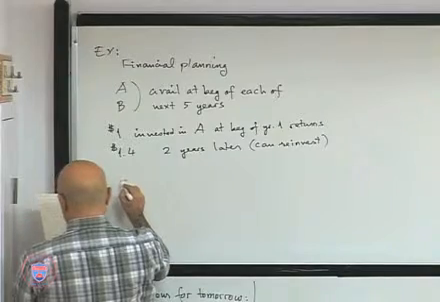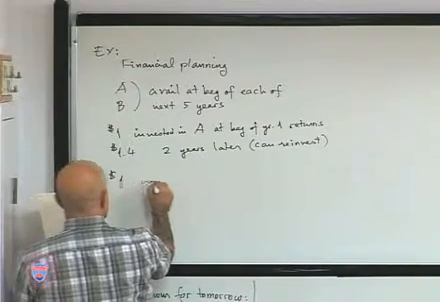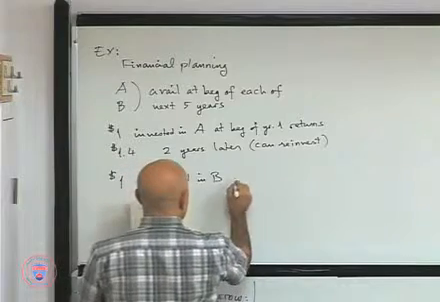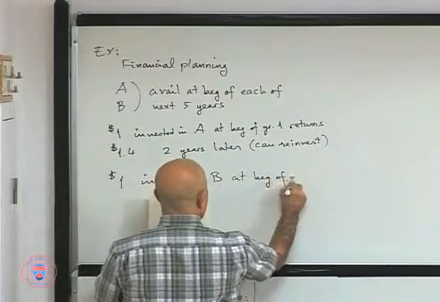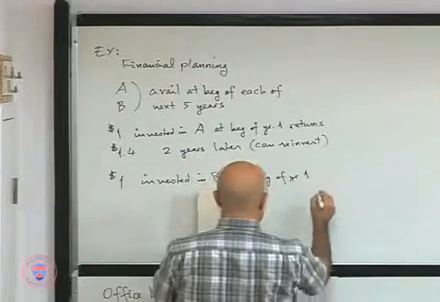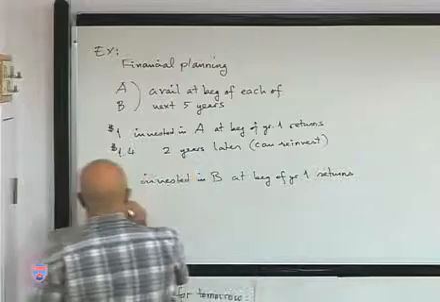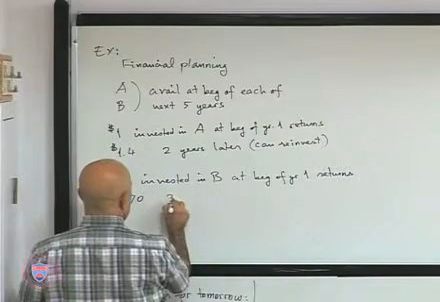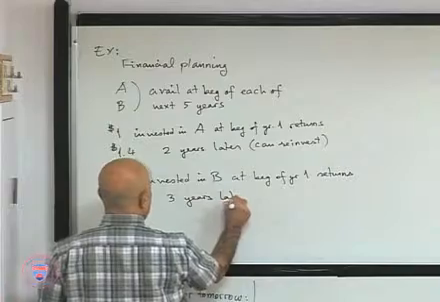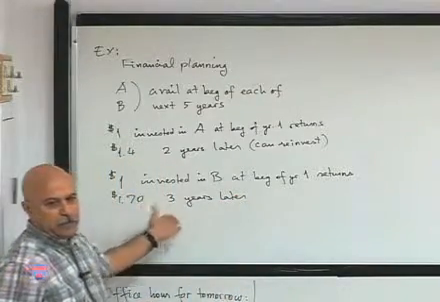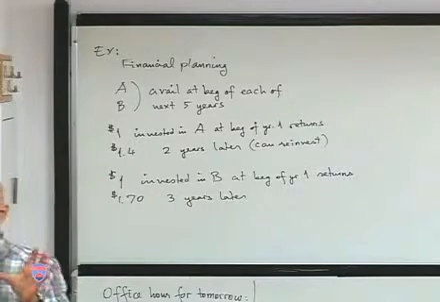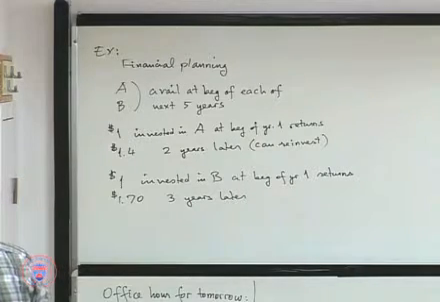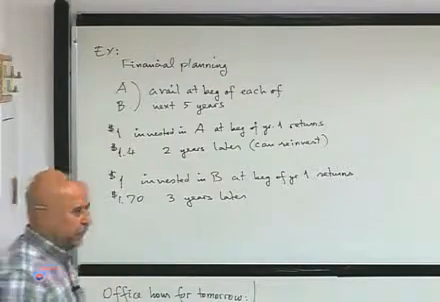And for B, we have the following situation. $1 invested in B at the beginning of year 1 returns $1.70 3 years later. You can also reinvest this, but we're going to use a planning horizon of 5 years, so there's no point in doing that. Okay? You want to maximize your total return at the end of the 5th year. So reinvesting will not do the job. Okay?